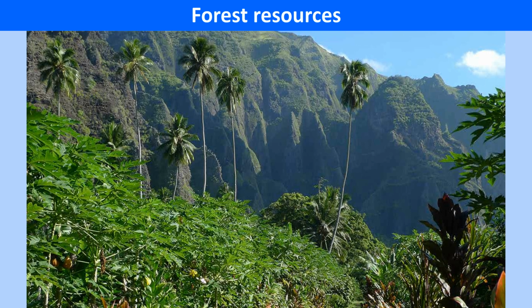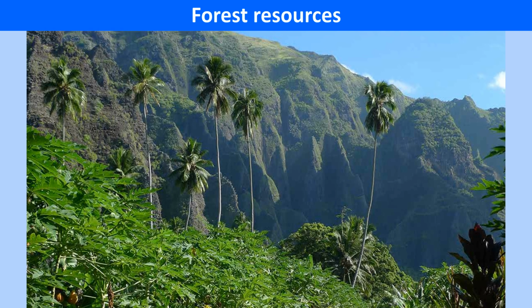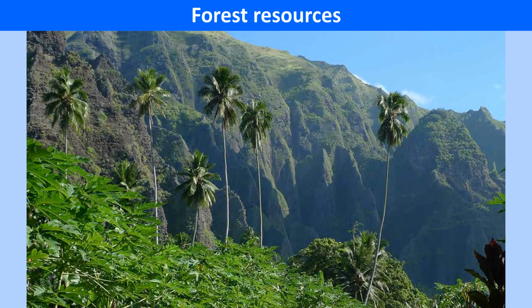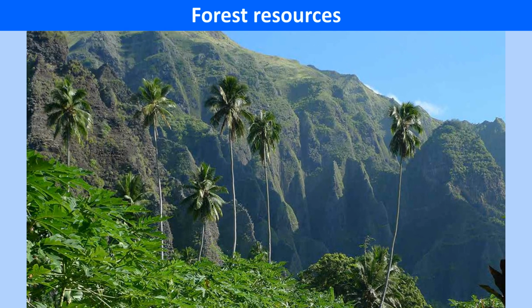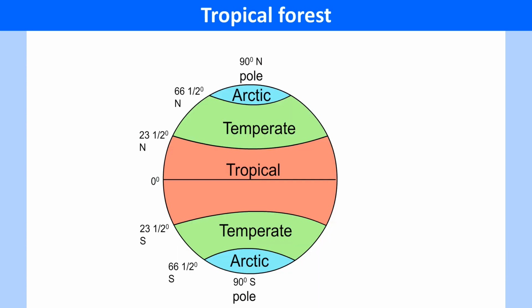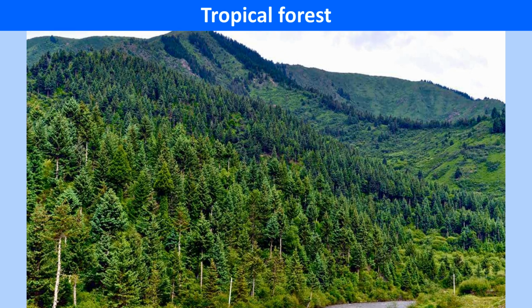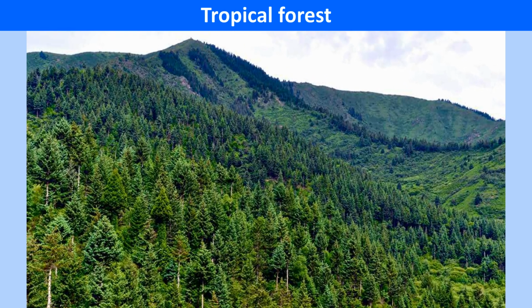At present, most of the remaining original natural vegetation can be seen only in the equatorial regions and in mountain areas in the temperate and Arctic zones. Tropical forests. These are found between 23° north and 23° south latitudes. Some of the forests here are evergreen, while others are deciduous.